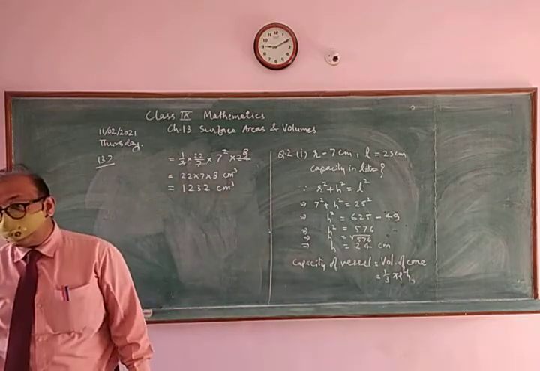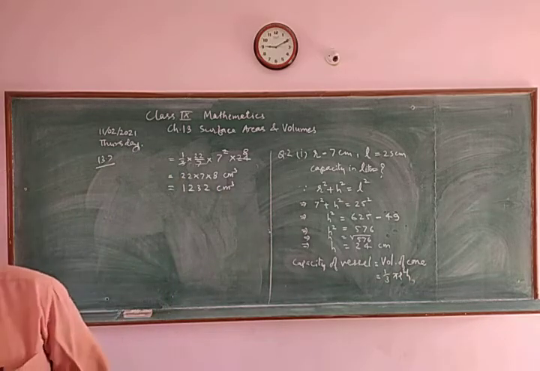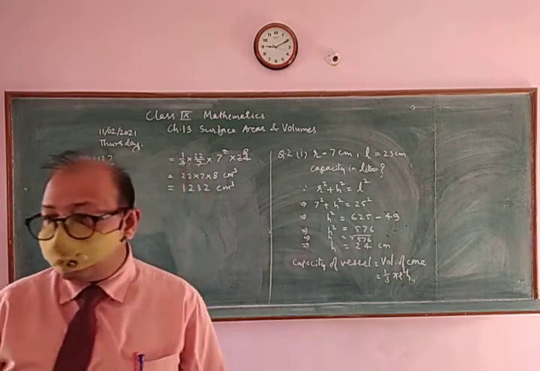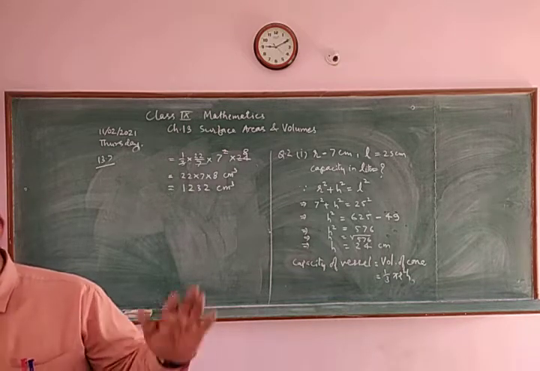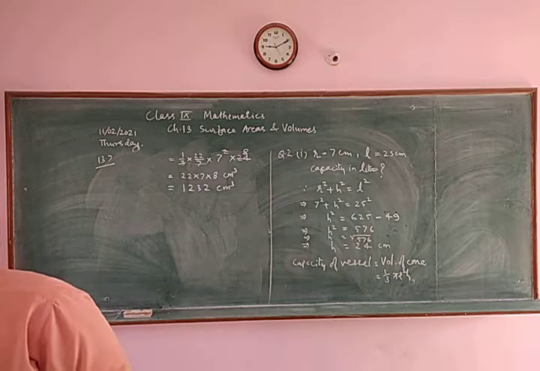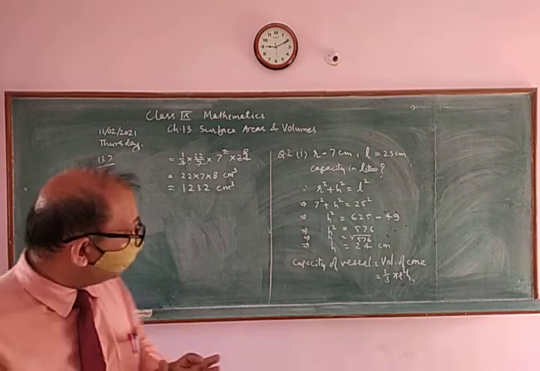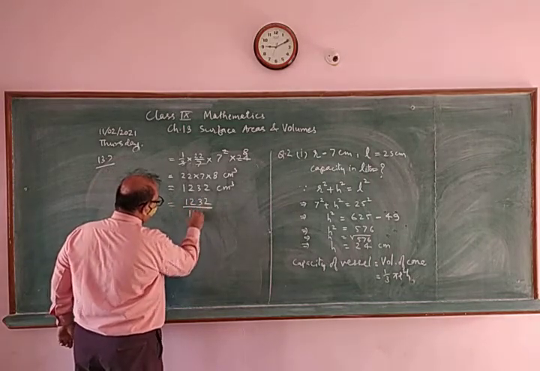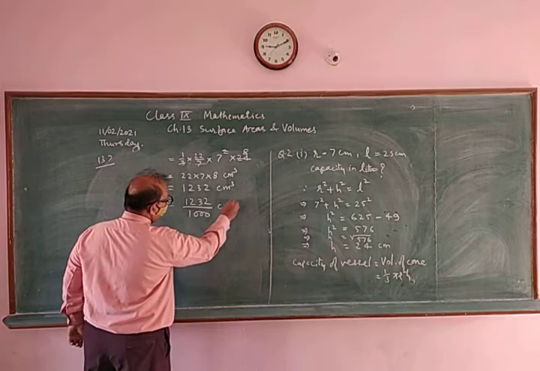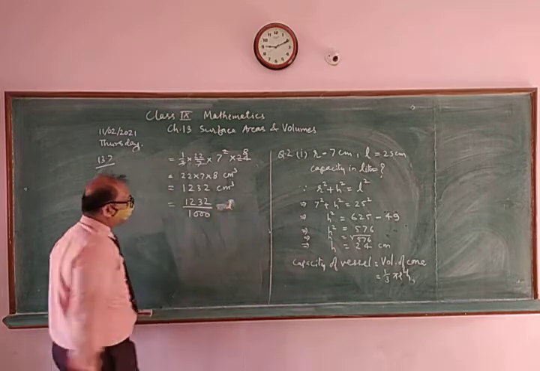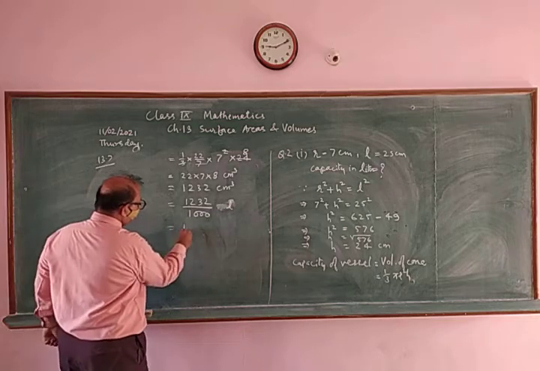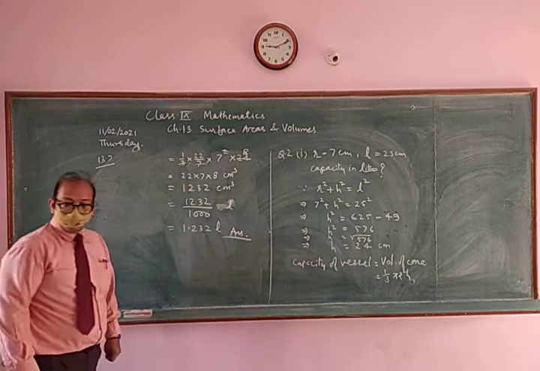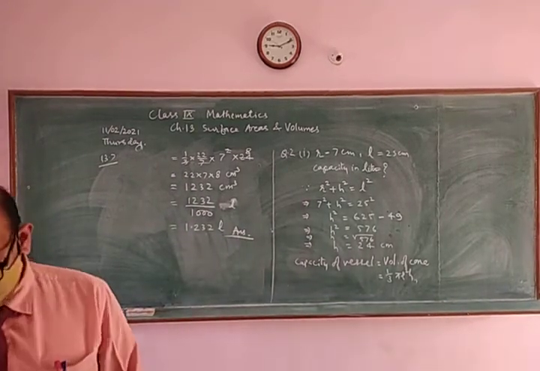Now we have to find the capacity in liters. You know that 1000 cubic centimeter is equal to 1 liter. So to convert it into liters, we divide by 1000. 1232 divided by 1000 gives 1.232 liters. Answer. Clear? Note it down.